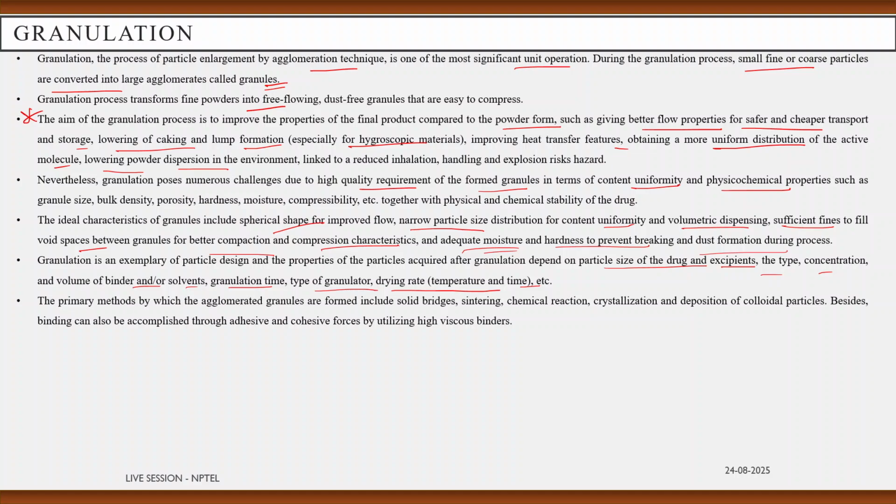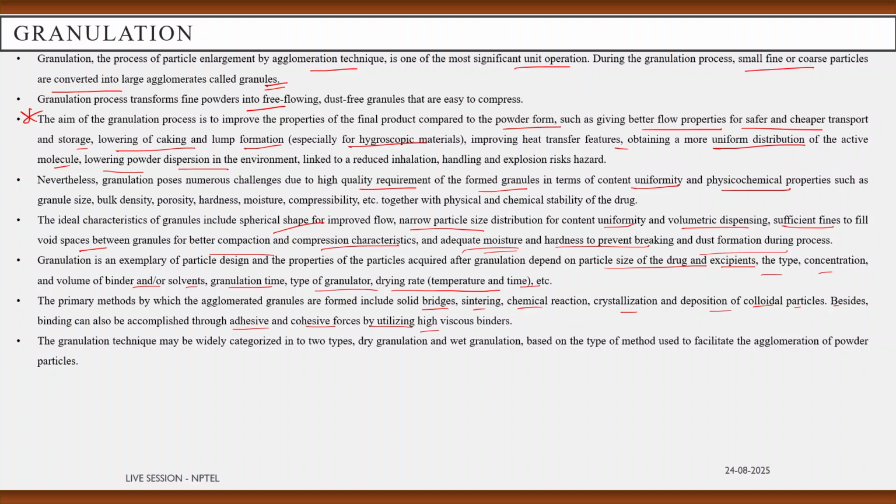So, the primary methods by which the agglomerated granules are formed include solid bridges, sintering, chemical reactions, crystallization, or deposition of the colloidal particles. Besides, another form, that is binding, can also be accomplished by adhesion and cohesive forces by utilizing highly viscous binders. So generally we use the binders in a wet granulation process. So that's the point we are coming to now.